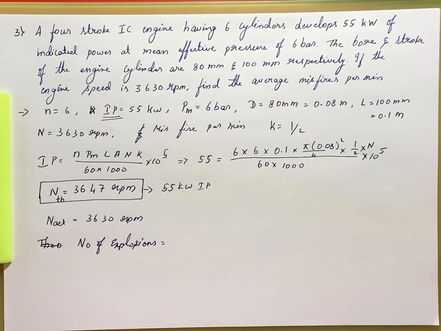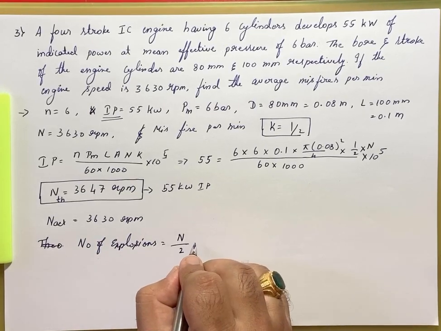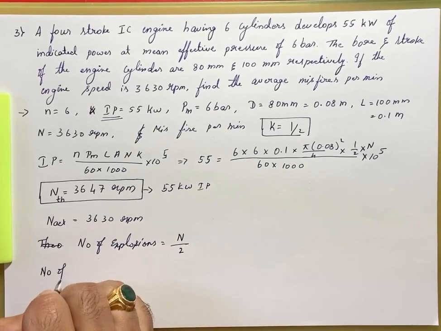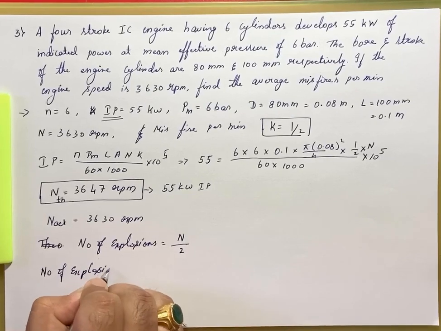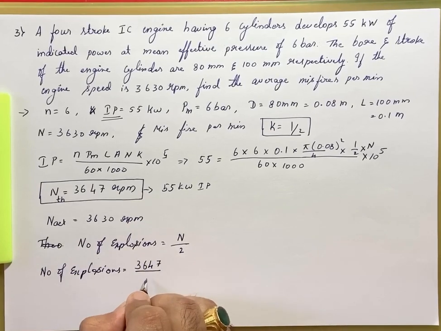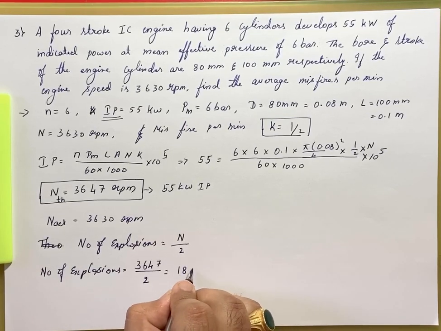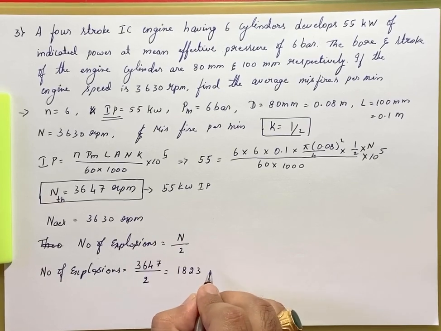Now as we have considered this as a 4-stroke engine, because we have considered K as half, so for every 2 rotations of the crankshaft, once the explosion is happening. That means it is capital letter N divided by 2. So number of explosions is equal to 3647 divided by 2, and you will get this as 1823.